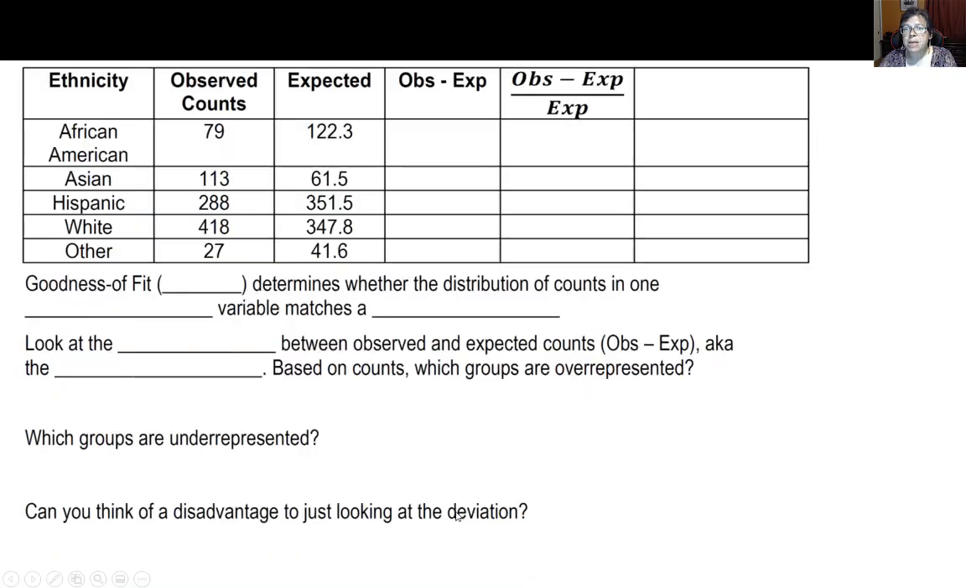All right, so goodness of fit (GOF) determines whether a distribution of counts in one categorical variable matches our model, like we said before. So we're going to look at the difference, observed minus expected, also known as a deviation. I subtracted 79 minus 122.3, and I get a negative. I do want a negative when my value is lower than expected, and a positive when it's higher than expected. So based on this column, which groups are overrepresented?